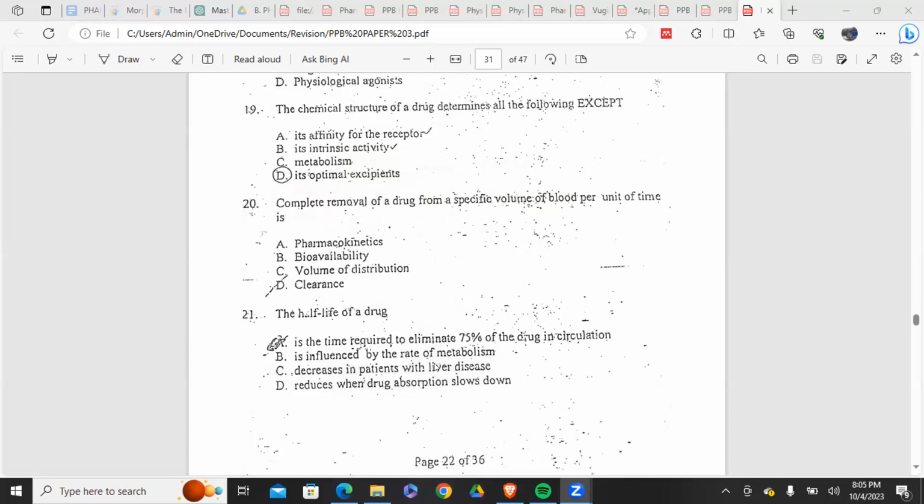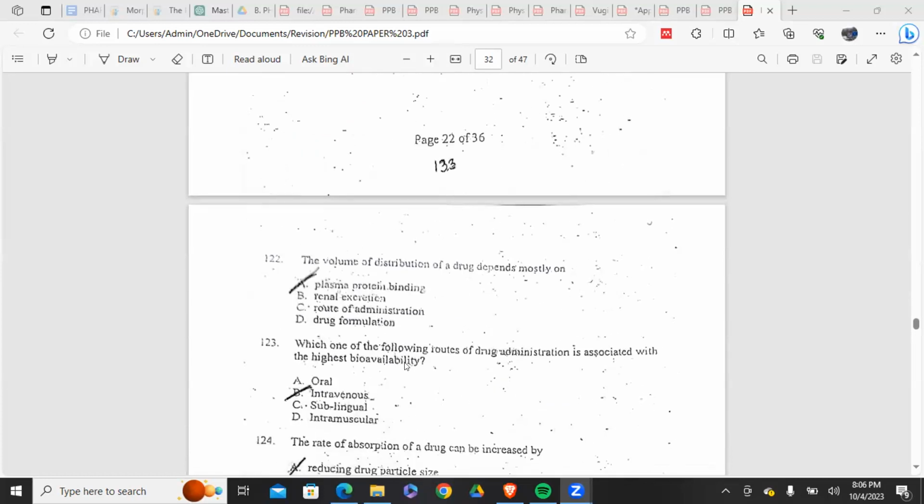Half-life cannot be 75%. Influenced by rate of metabolism. Because in patients, it will increase when patients with liver disease, not decrease. This is when drug absorption slows down. B. Naona ni B. Endelea tu.